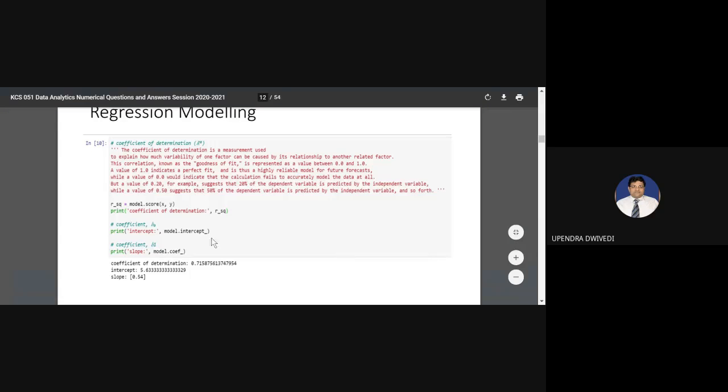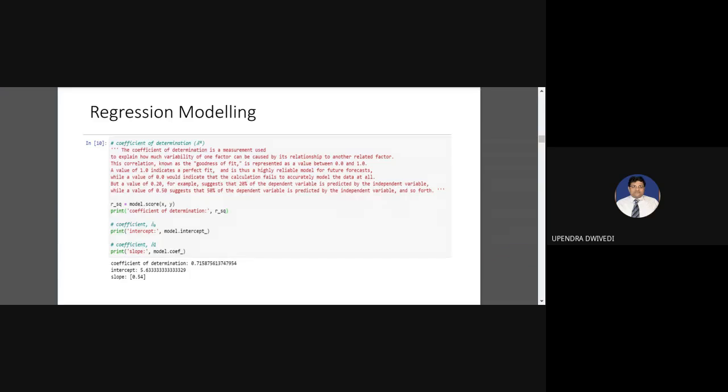So you can see here that we have to calculate the coefficients. We are representing a as b0 and b as b1. To calculate a, we have to call model dot intercept underscore. This will represent the intercept of the particular model, and that will be a. And if you want to calculate b, we have to call model dot coef underscore, that will represent the slope.